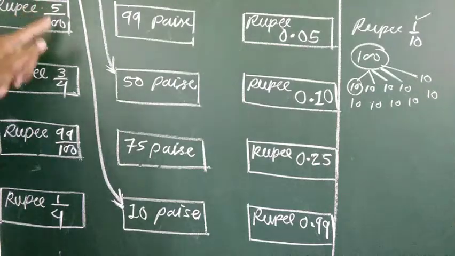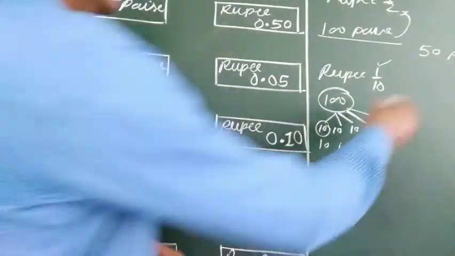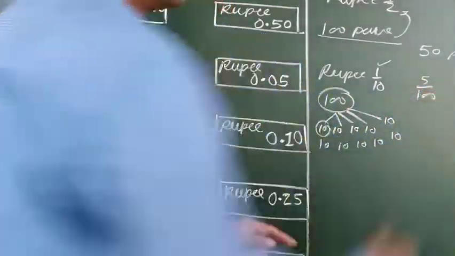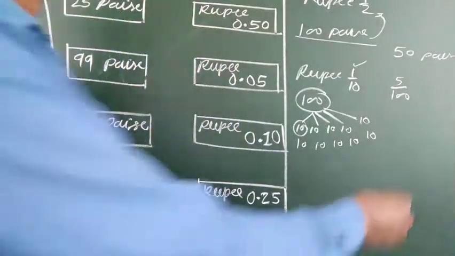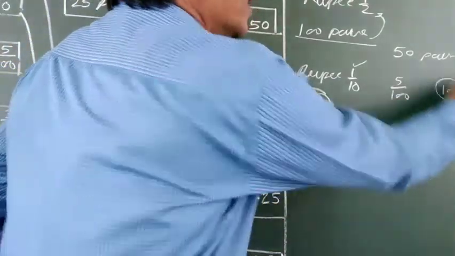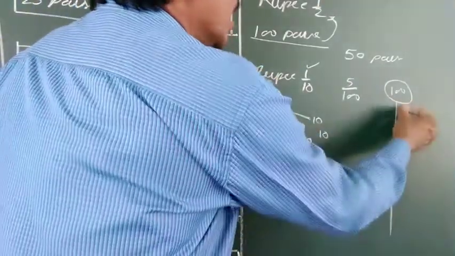See, rupee 5 by 100. Dear students, it is 5 by 100. Now what is meant by 5 by 100? It means 1 rupee has 100 paise. 100 paise is equal to 1 rupee. Now here we have to make 100 equal parts.